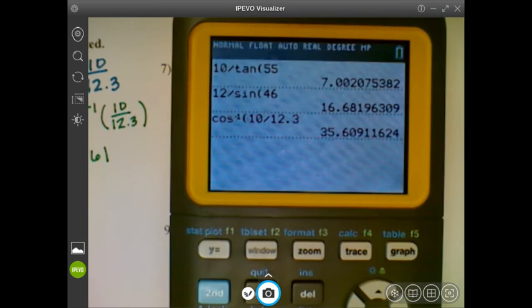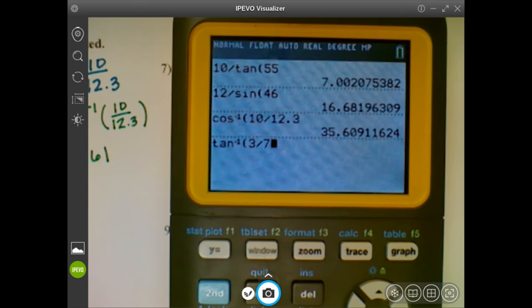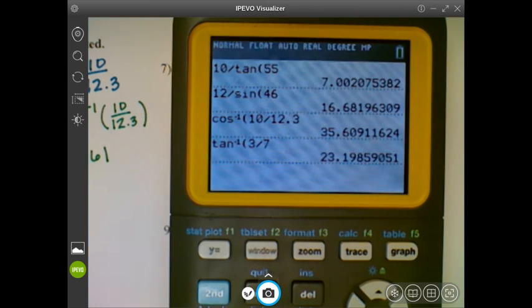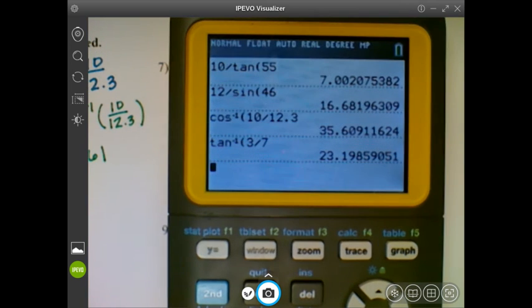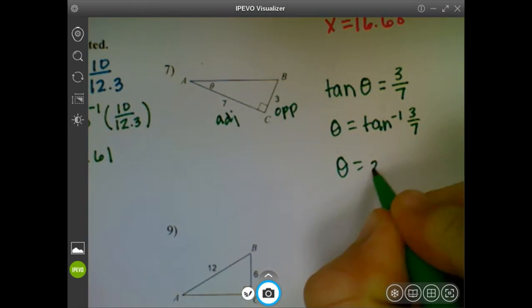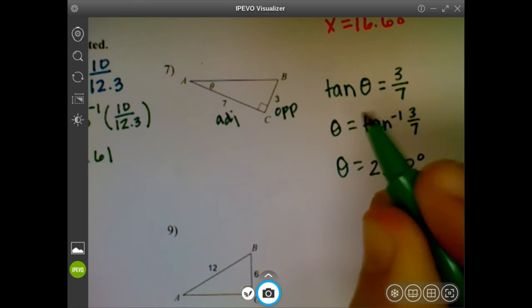So tangent inverse, 3 over 7. We have 23, and it'll round to a 0.2, so 23.2 degrees for that angle there.